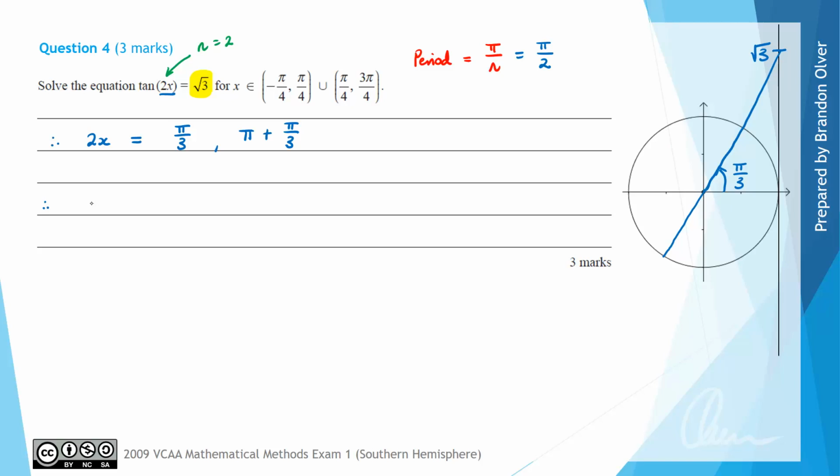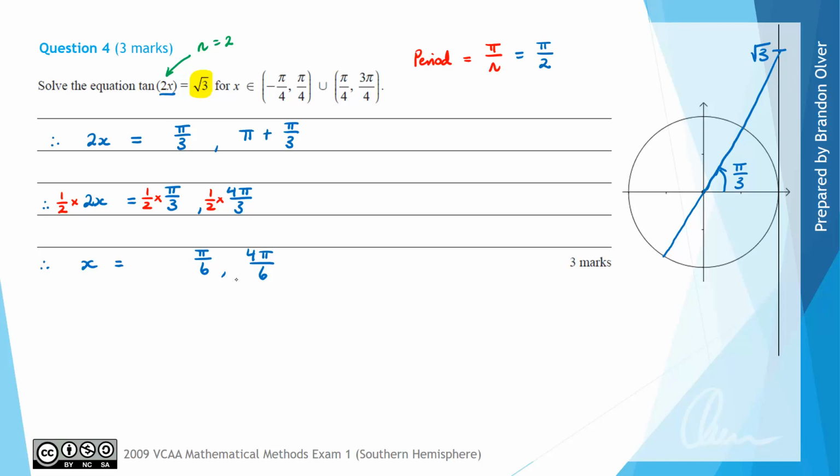So therefore we know that 2x must equal pi on 3, or pi plus pi on 3 is 4 pi on 3. And now we need to get x by itself rather than having 2x, so we need to divide everything by 2. But another way of thinking about that is to multiply everything by a half. And multiplying fractions by other fractions is just easier than doing the division. So therefore x is equal to pi over 6, and 4 pi over 6.